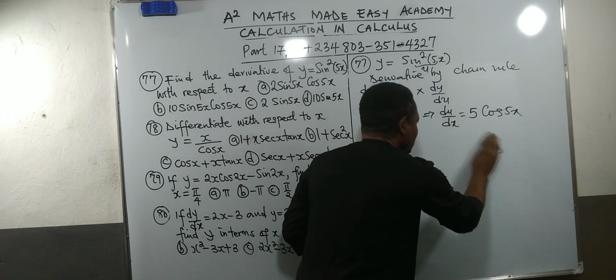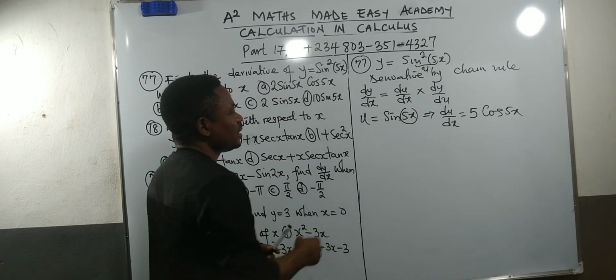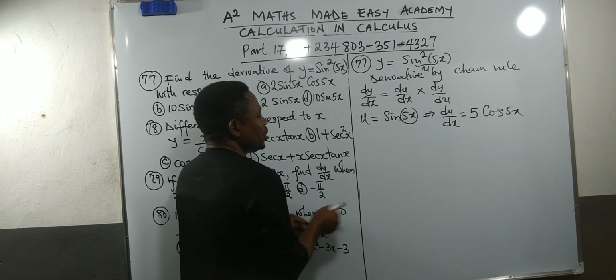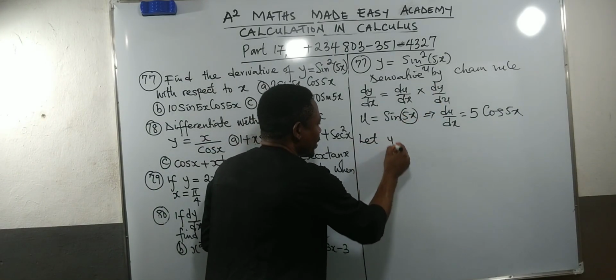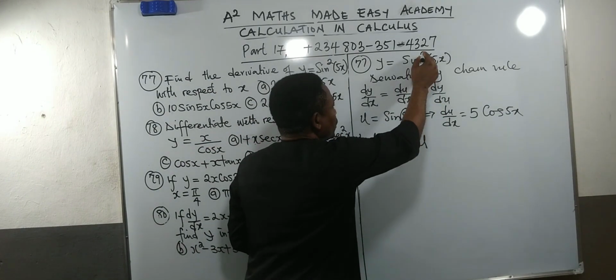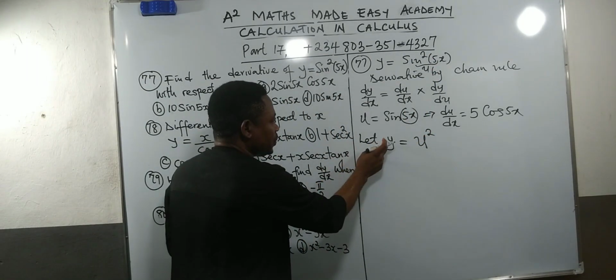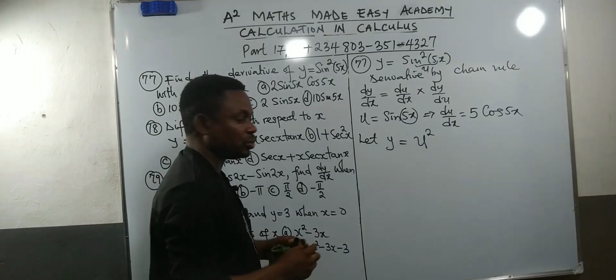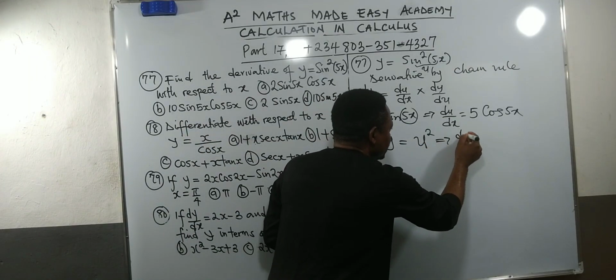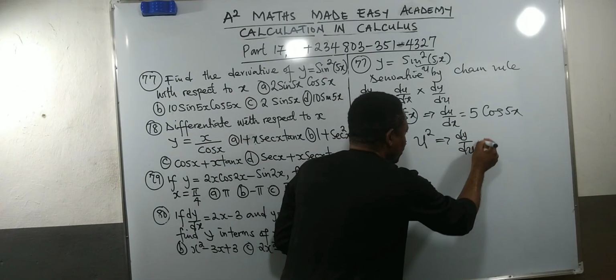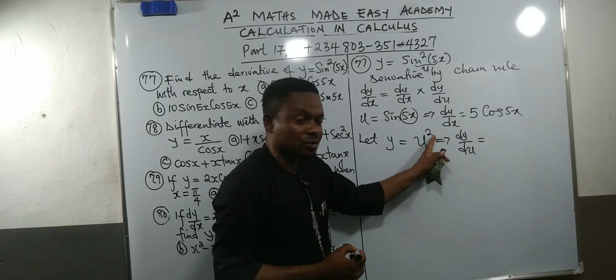Now, if that is certain, what is the next thing? Let us look for dy du. Then we say let y be u raised to the power, what's the power? 2. Are you there now? Then I'm differentiating y with respect to u. That should now give me dy all over du. Are you with me?